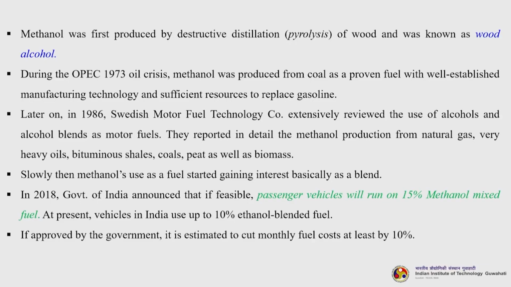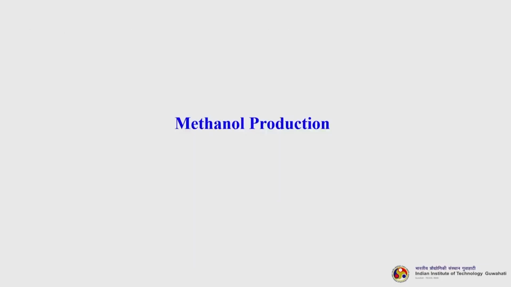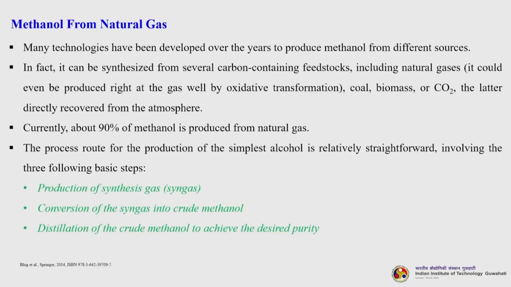In 2018, the Government of India announced that, if feasible, passenger vehicles will run on 15% methanol mixed fuel. At present, vehicles in India use up to 10% ethanol blended fuel. If approved by the government, it is estimated to cut monthly cost by at least 10%. Now, we will discuss the various ways to produce methanol. So, the first one is methanol from natural gas.